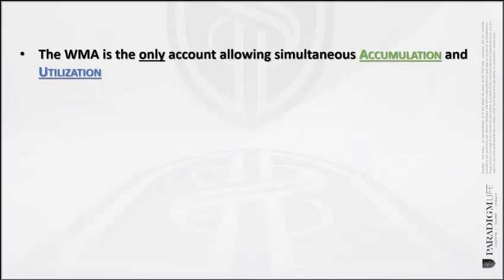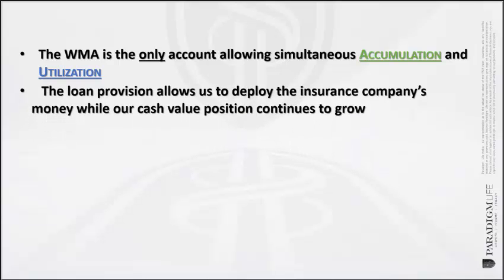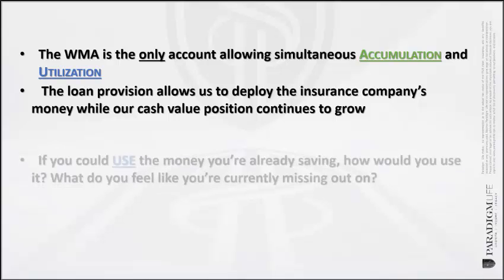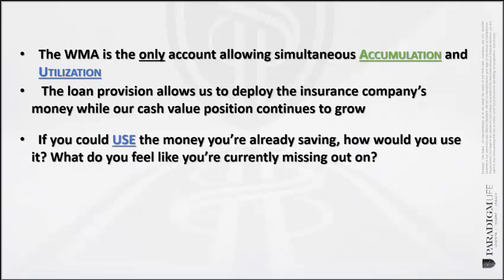Okay. So let's recap here. The wealth maximization account is the only account allowing simultaneous accumulation and utilization. Okay. The loan provision allows us to deploy the insurance company's money while our cash value position continues to grow. So now the question comes in, if you could use the money that you're already saving, how would you use it? What do you feel like you're currently missing out on?